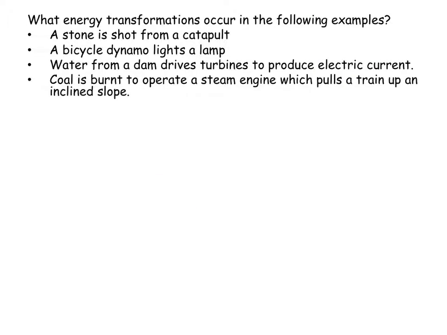What energy transfers take place in the following examples? A stone is shot from a catapult. A catapult has got an elastic, so it's elastic energy into kinetic energy, or you could even say into gravitational potential energy, because it gets shot up into the air. A bicycle dynamo lights up a lamp. There are a lot of energy transfers, so there's nothing necessarily specific on them. It's by pedaling the bicycle that you light up the lamp, so kinetic energy is changed into electrical energy.